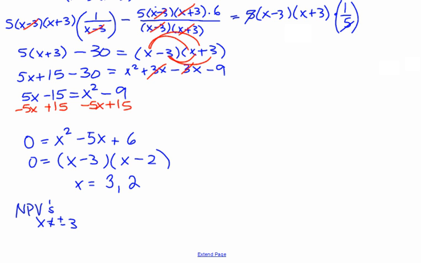Since x can't be a positive or a negative 3, then we have to reject the positive 3. It's a non-permissible value, and it's called extraneous. You might have heard that word before. Extraneous. Okay.